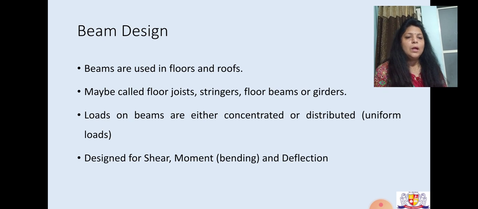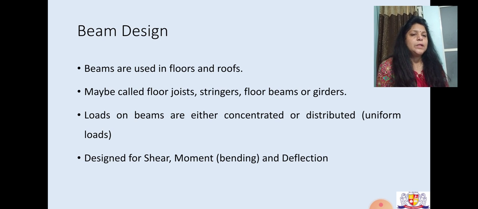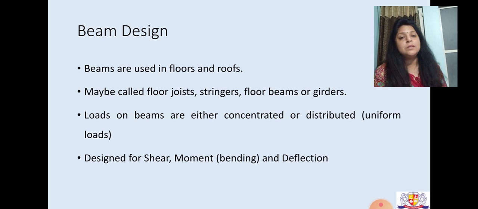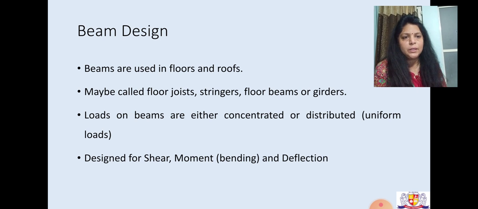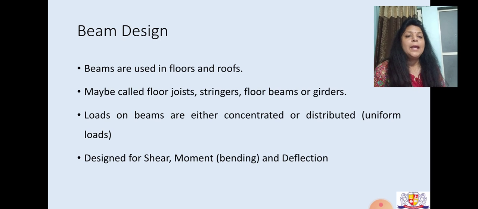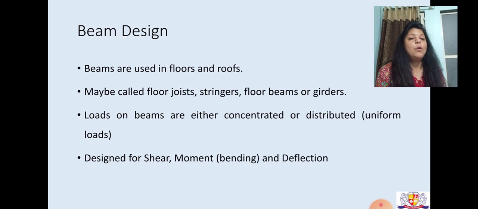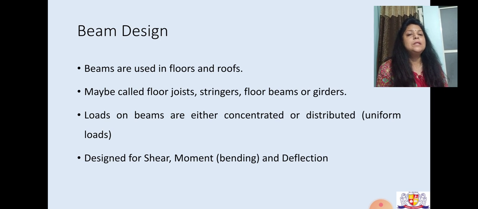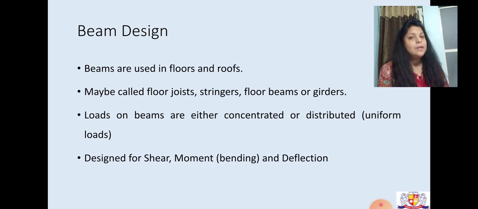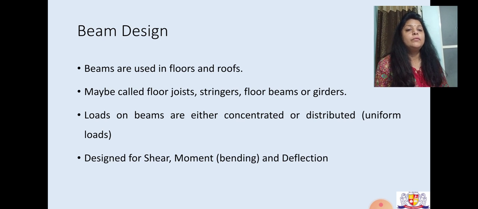Now the load coming on the beam can be of two types. Either it can be a concentrated load or it can be a distributed load. So what is concentrated load? What is distributed load? Concentrated load basically is the load which is coming directly in the form of a point, that is, this load is transferred at the center or at the centroid. Okay, so it is acting in the form of a point.